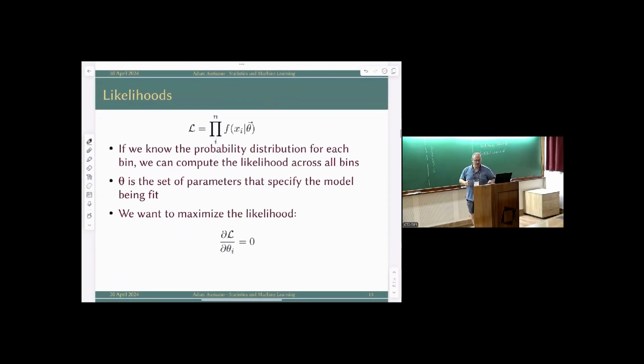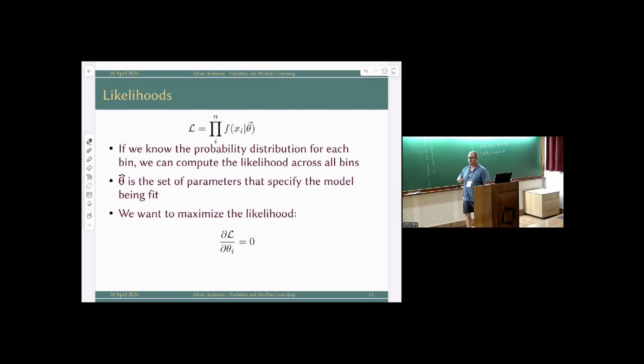So all likelihoods are of this form. You have n bins, and each of those bins has some probability distribution, right, of seeing what you observed in that bin given a model characterized by some parameters that we call this vector theta, right? So that's just the list of all the parameters that you need to fully specify your model.